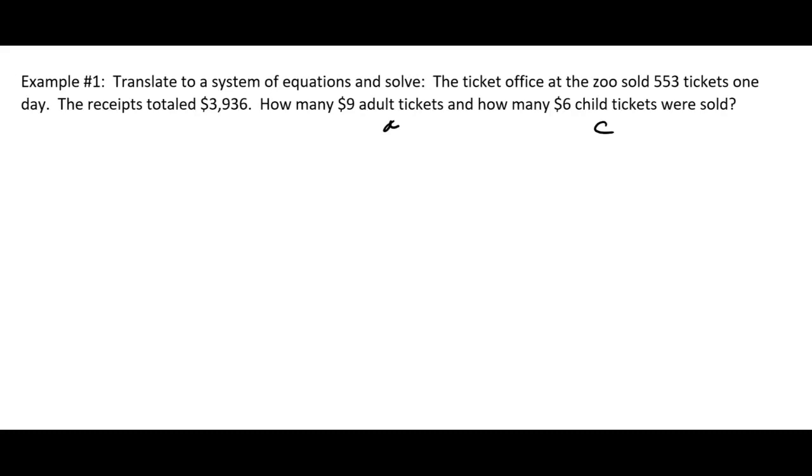I'm letting A be the number of adult tickets sold, and C be the number of child tickets being sold. So one equation comes from the total number of tickets, 553. So A plus C is equal to 553. I chose to use A and C because A is for adult, C for child, but you could use X and Y. You just need to say which one's which. So that's one of our equations. It's based on the actual number of tickets that were sold.